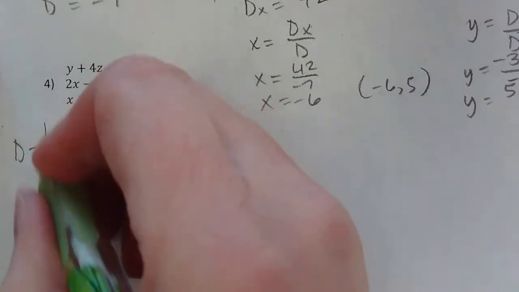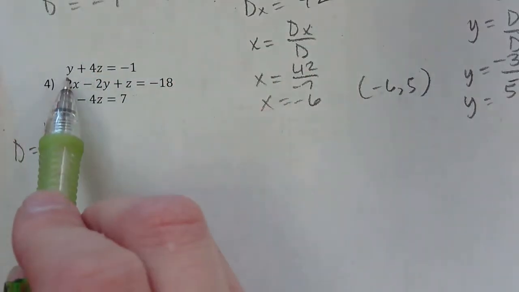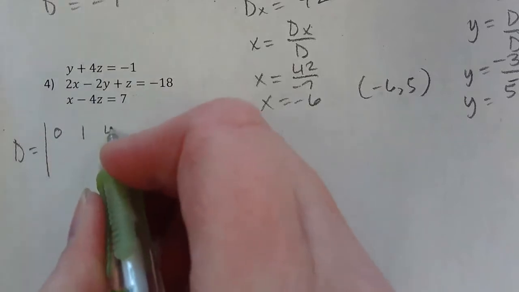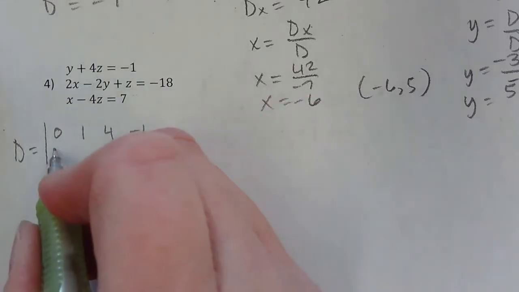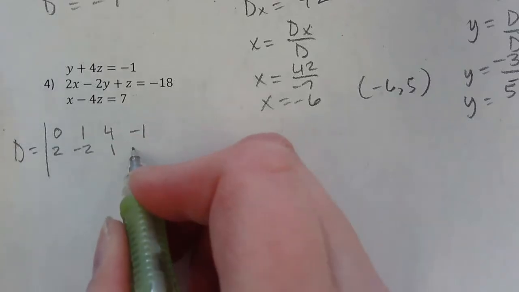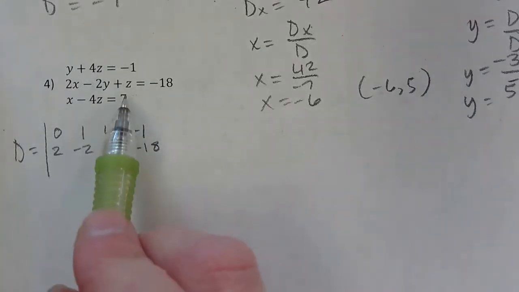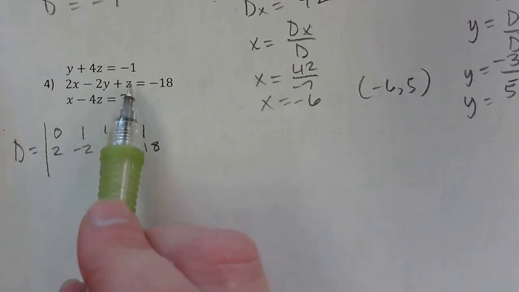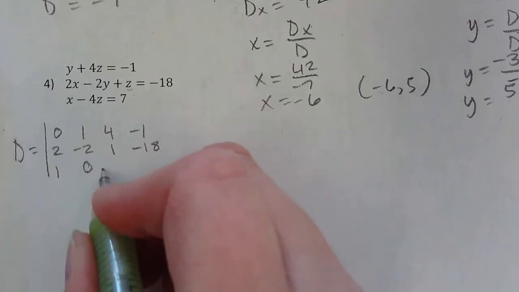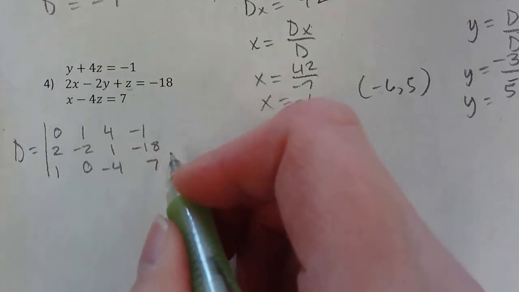So first I'm going to do my original determinant. This first equation or row has 0 for x, and then I have a 1 for y, and -1. My second row or equation is 2, -2, 1, -18. One thing I'm struggling with for mistakes is that when I see z's, I keep thinking 2's. So if you're making that same mistake like me, watch out really carefully for that.